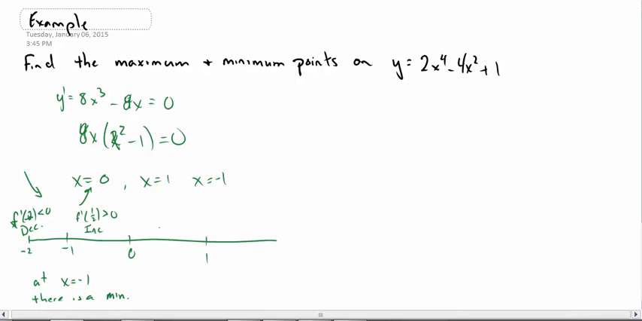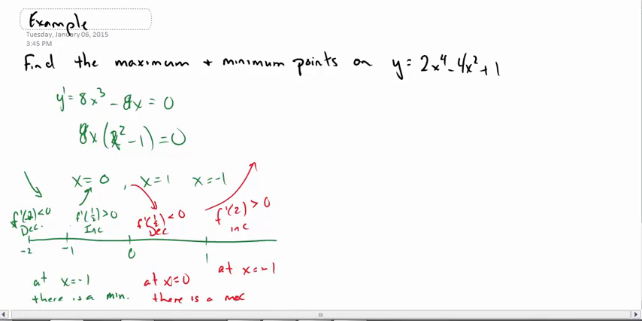And then let's test a number between 0 and 1. F prime of 1/2. Substituting that value into our derivative, we get that that's less than 0. I don't care what the number is, I just care that it's decreasing from 0 to 1. And if I substitute 2, f prime of 2 is greater than 0, so I'm increasing again. So we're decreasing on that interval, increasing on that interval. So at x equals 0, there is a maximum. And at x equals negative 1 and positive 1, there is a minimum.